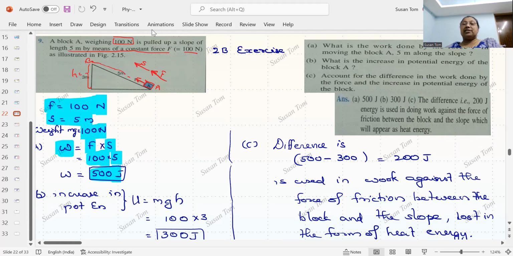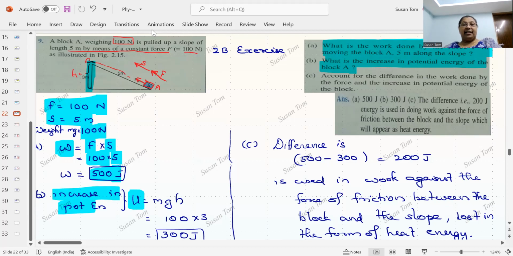B part, increase in potential energy. A part was: what is the work done by the force F in moving the block A 5 meters along the slope, in the same direction. The second part is: what is the increase in potential energy of the block A? The increase in potential energy is due to the vertical height attained, due to its weight, that is mg, which is also given as 100 Newton. Increase in potential energy is the energy gained while lifting a height h, that is mg into h. mg is 100 Newton, h is 3 meters, so 300 joules.